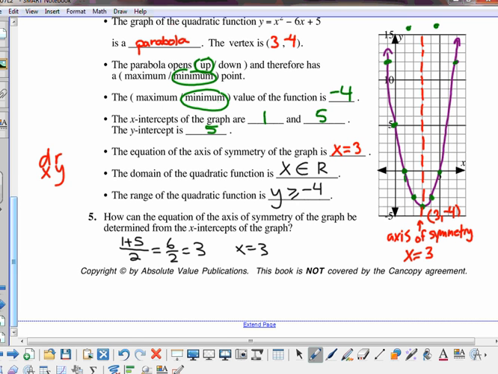So that's another way you can use your x-intercepts to get that middle point. And then that also tells you where your vertex is at. We're going to use that a lot this unit. Okay, so I'm going to teach you how to find the max or min value on your calculator. So you need to get your calculator out and turn to the next page.